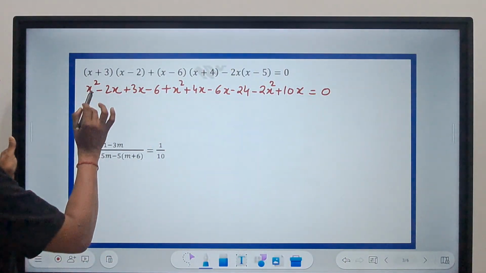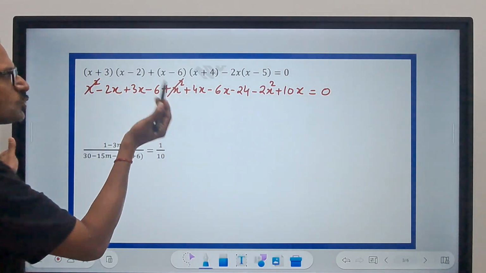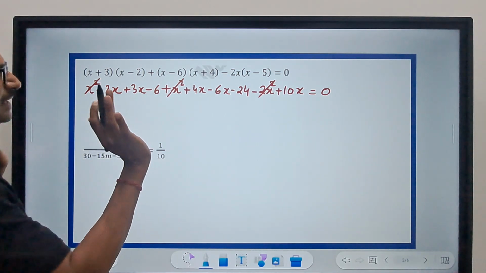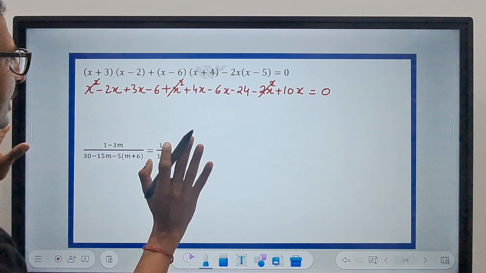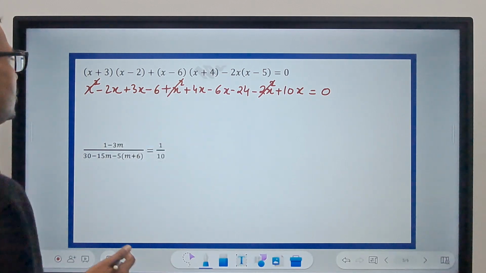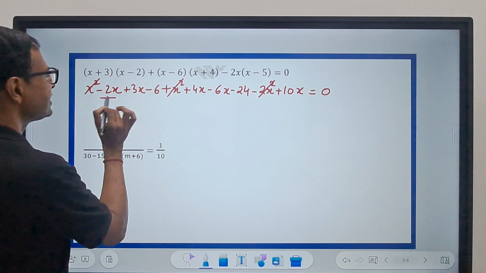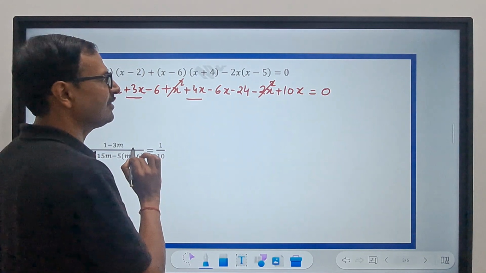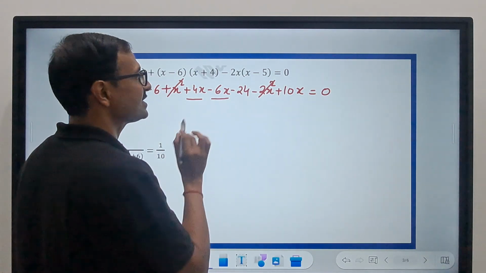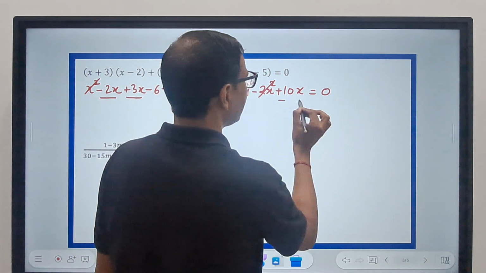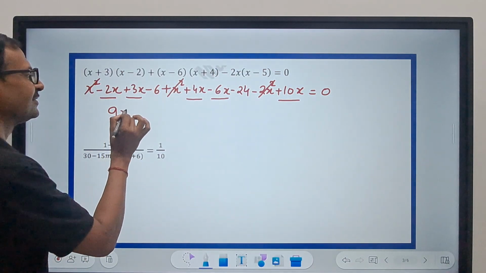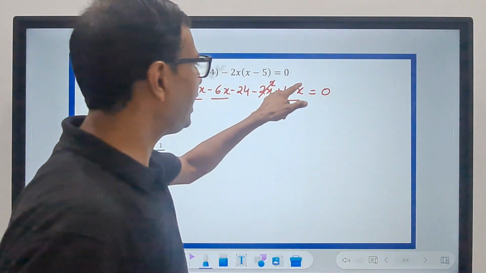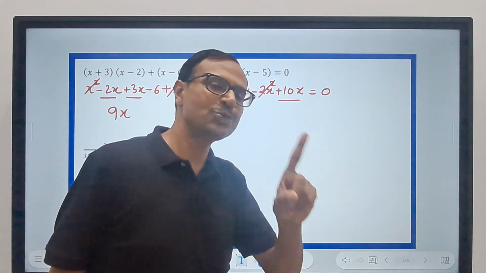Let's see how. Here we have x square plus x square, which is 2x square, and minus 2x square cancels out. Okay, what else is there which is getting cancelled? Can I see anything directly? Let's see. No. So I have so many terms containing x. This is minus 2x plus 3x, which is 1x. 1x plus 4x is 5x. 5x minus 6x is minus x. Minus x plus 10x is 9x. So how many terms done? 1, 2, 3, 4, 5, 6, 7, 8 terms already done, and it has been reduced to a single term.